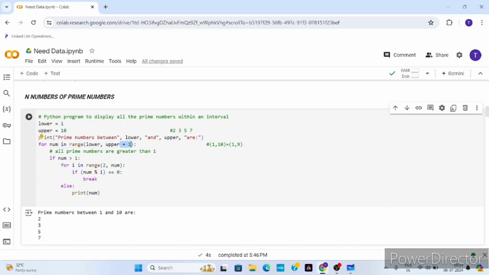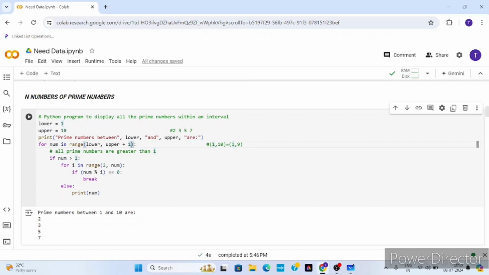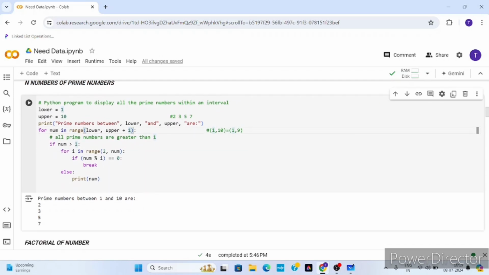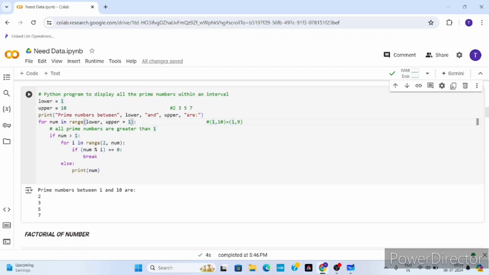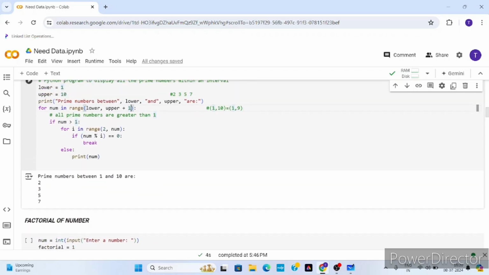If the number is greater than 1: since the lower value is 1, it will always be greater than 1 anyway, but I'm still checking this condition. Then for i in range of 2, num, so from 2 to the last num, which will be around 10. If it is a prime number, we are going to print the value. If it is not a prime value, we are just going to leave it.